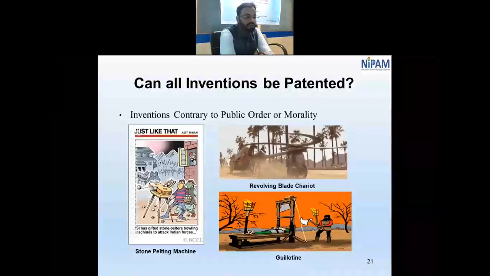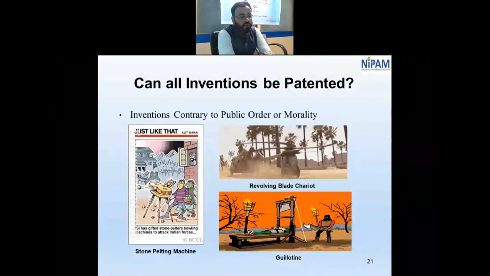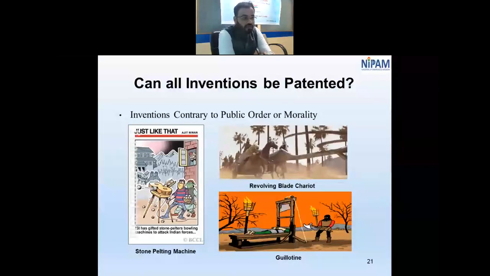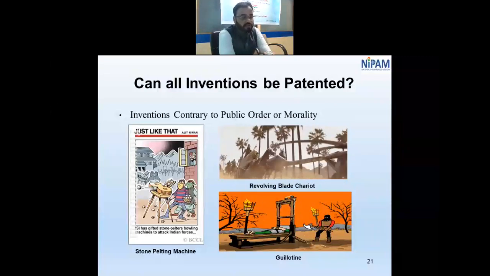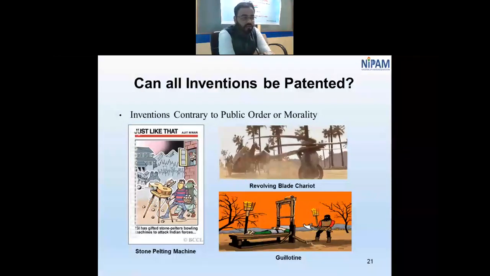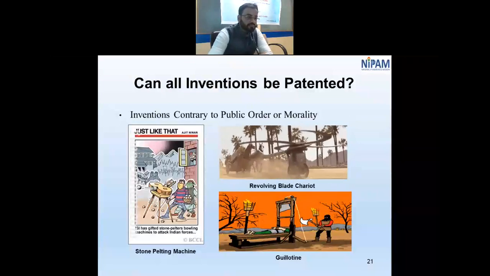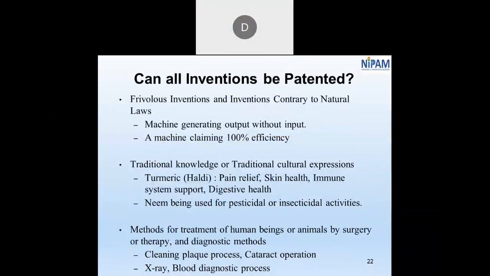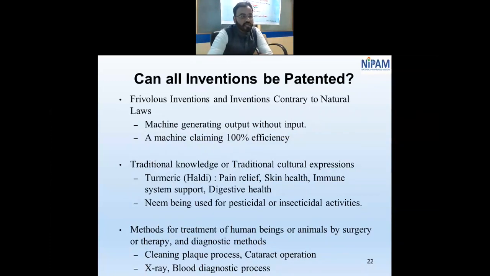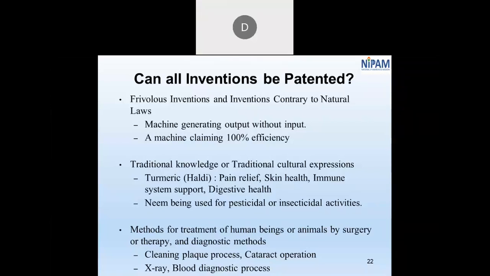If Balal Dev approaches Indian Patent Office with a revolving blade chariot, obviously it cannot be patented. A guillotine which was used on a mass scale in the French Revolution cannot be patented. Some frivolous inventions or inventions which are contrary to natural laws cannot be patented. So if someone claims to develop a machine which generates output without taking any input, it cannot be patented. A machine which claims to be 100% efficient, no, it cannot be.